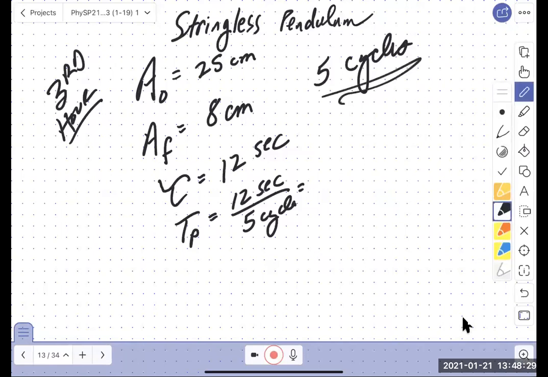A bunch of them were timing it, and we came up with an average of about 12 seconds for those 5 oscillations. It started off 25 centimeters from equilibrium, from the ground state in the x direction. And by the time it had gone through 5 oscillations, it was 8 centimeters.